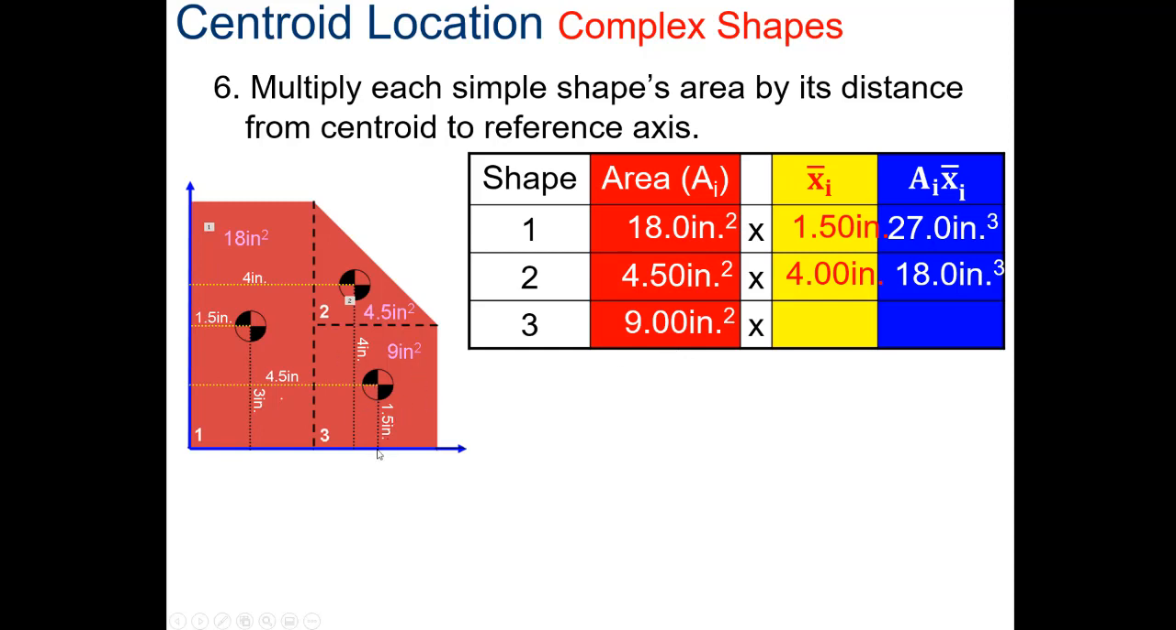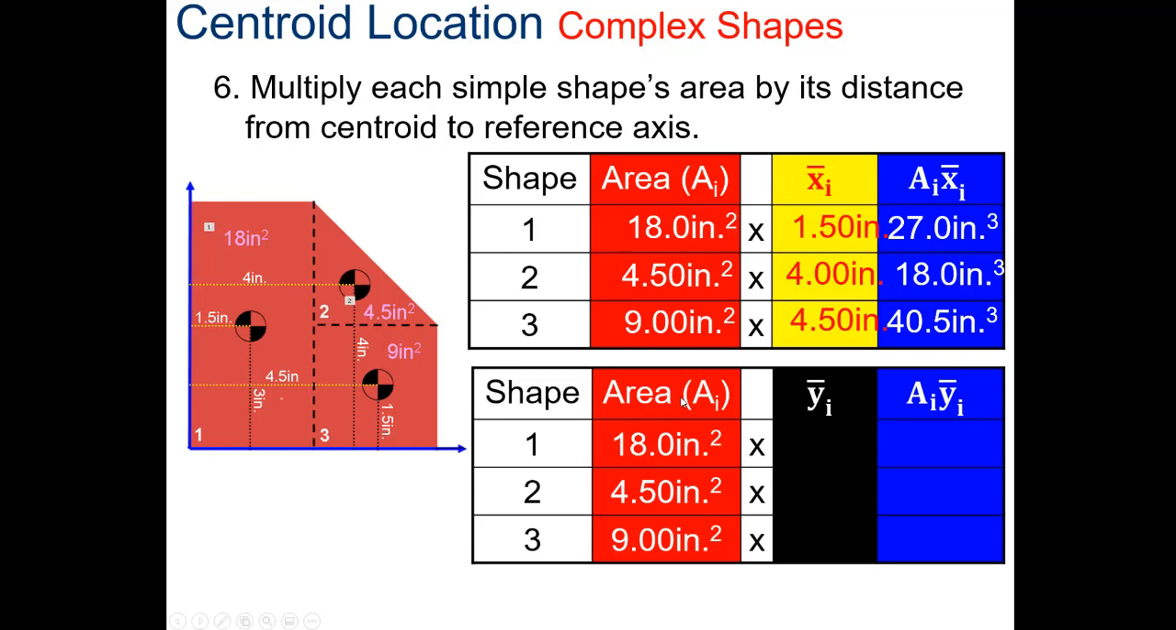Area here, remember it was 3 times 3, so 9 times the x location, 4.5, right? Because I'm going to go all the way across here. That's 3 plus halfway across, 1.5. 3 plus 1.5 is 4.5. 4.5 times 9, 40.5. So we do the same thing for y.